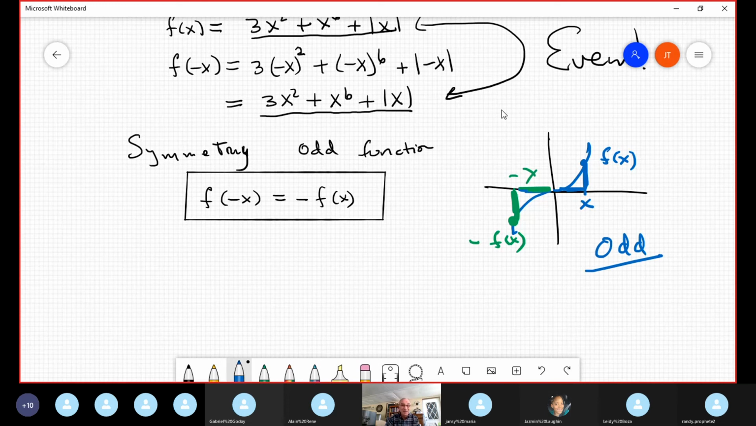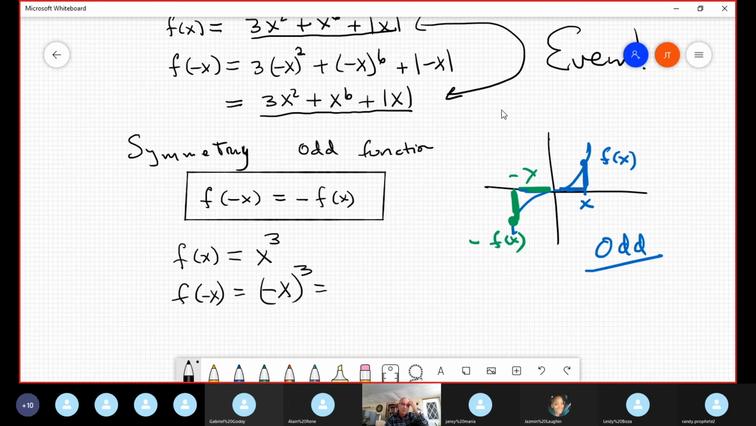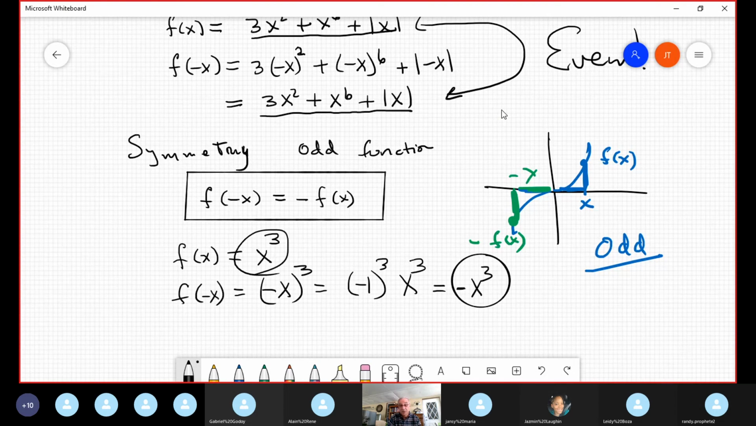Okay, what is a typical example, the cubic function? For example, suppose f of x equals x to the cubic power. You are doing reflection, always the same reflection. It's negative x to the cubic power. But this is negative 1 to the cubic power times x cubed. And negative 1 to the cubic power is negative 1. And when you compare this and this, it's opposite sign. Therefore, this is an odd function.